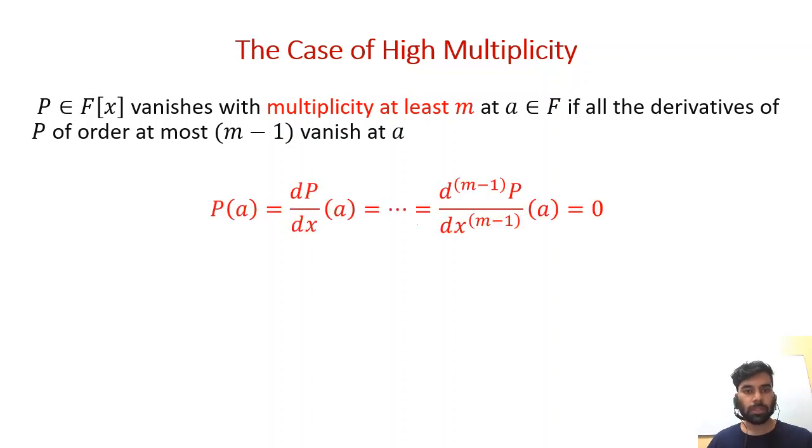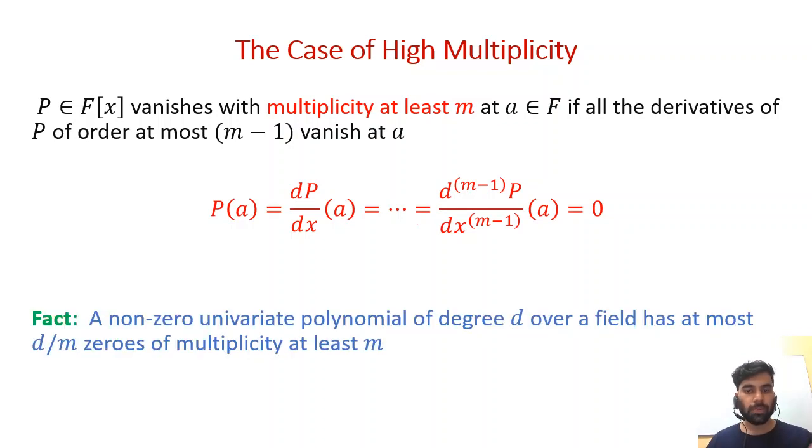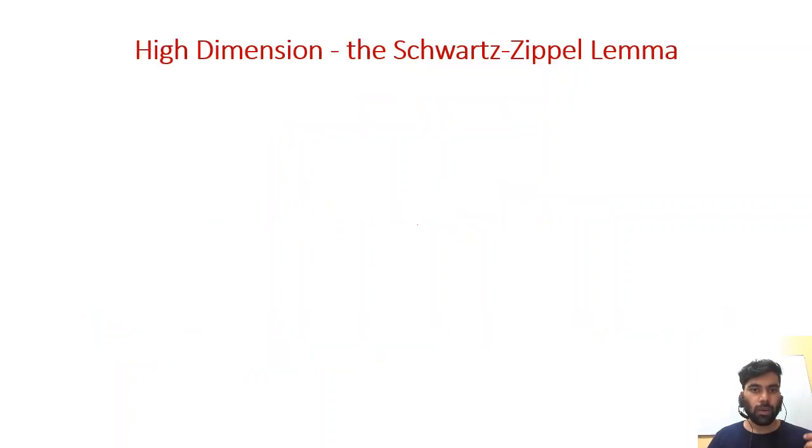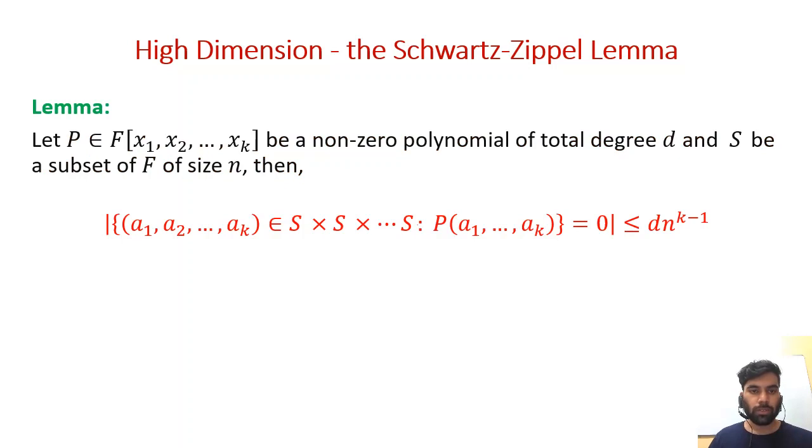In case of univariate polynomials, that just means all its m-1 derivatives along with itself, this entire vector, has to vanish at a. And we realize that the degree 0 mantra works here, just that if you ask for roots of multiplicity m, the number scales down by a factor of m. We also understood the high dimensional variant of our degree 0 mantra. That is, if we look at a non-zero polynomial of total degree d evaluated over a grid s to the k, then the number of zeros of such a polynomial fractionally doesn't really depend on k.